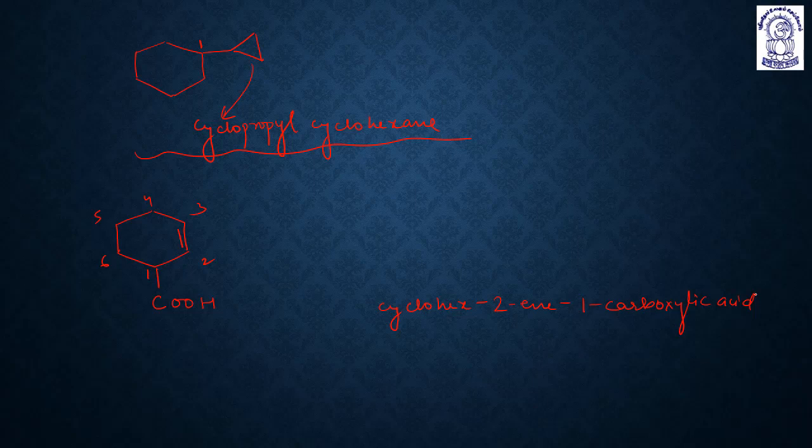So if the cyclic chain is having a functional group along with the double bond, then the functional group will be given the preference, as you know, always. And if the group has a carbon which is not counted as a part of the parent hydrocarbon chain, for example, the COOH carbon is not part of the parent chain, so it will be written as carboxylic acid. You know it. I've already told you.